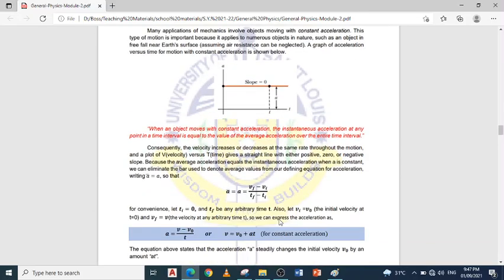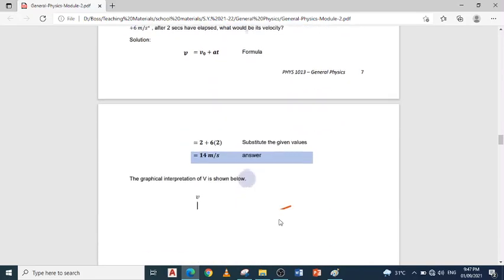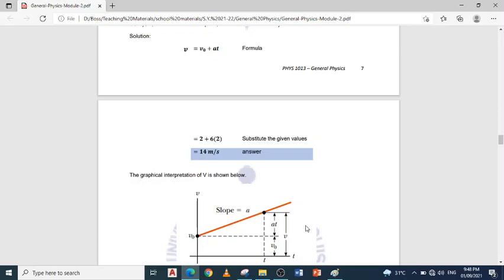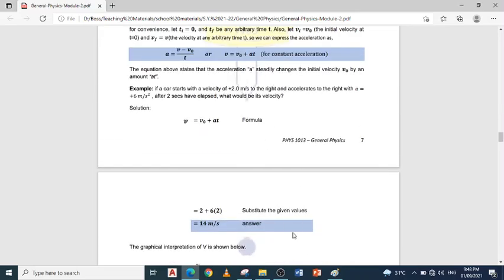Ayan. Dito tayo. Okay? So, if you read this one, nandito yung derivation. Okay? Parang ito.